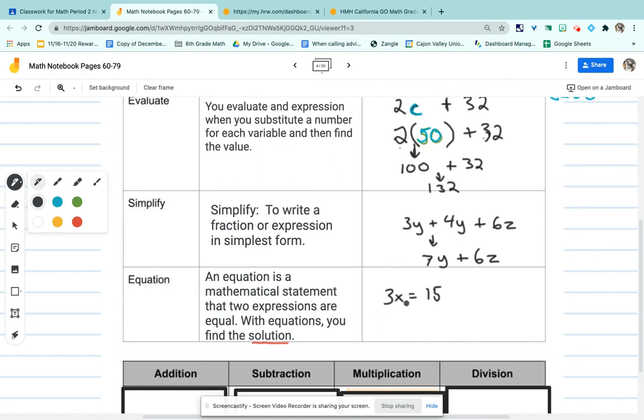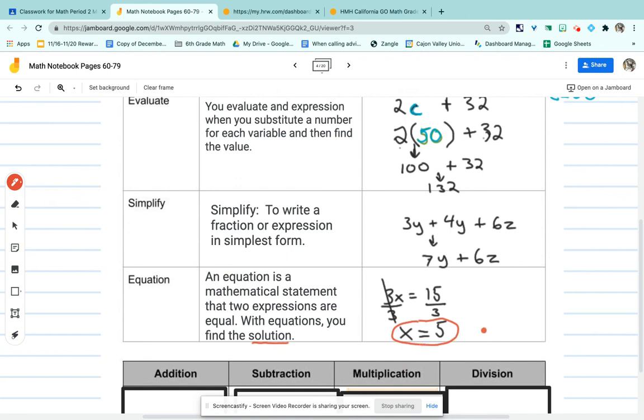Okay, so to do that, I'm going to get this x by itself by dividing by 3 on both sides. We've talked about this before, I know, but 3 over 3 is 1. So those get eliminated. Basically, you're left with x by itself. And 15 divided by 3 is 5. So x equals 5 in this case. And I'm going to circle my answer. All right. And this is an equation. You find the solution. In this case, the solution is x equals 5.